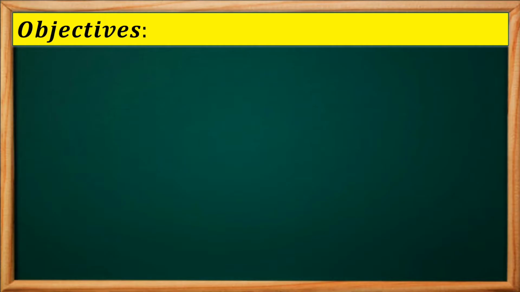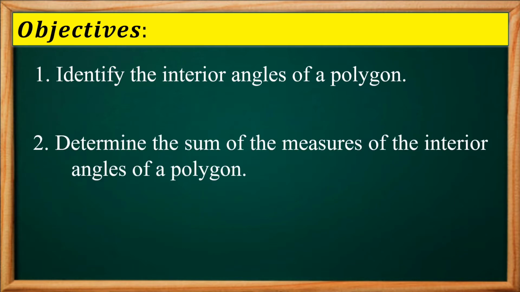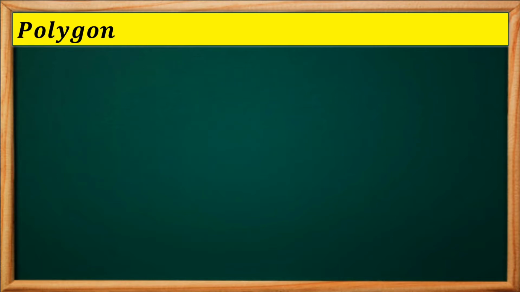But before that, let's have first the different objectives. Identify the interior angles of the polygon. That is the first objective. The second one, determine the sum of the measure of the interior angles of the polygon.